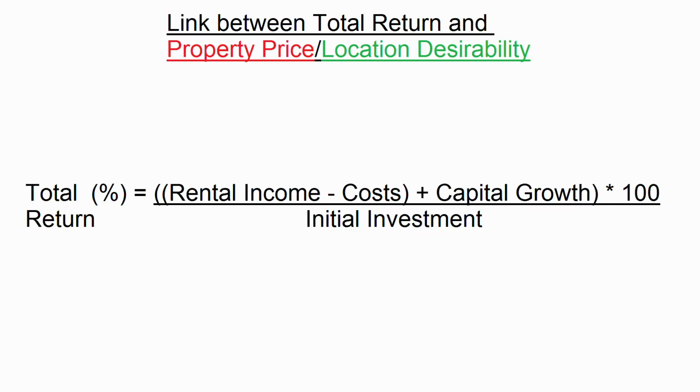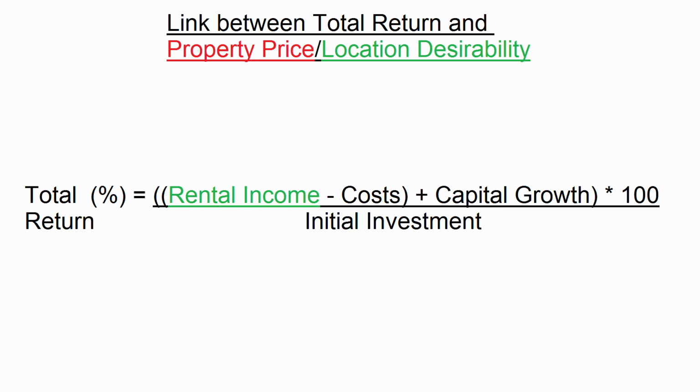The potential for an investment property to generate wealth over the long term is calculated by the total return formula. This is essentially the return on investment when both rental income and capital growth are considered. The variables in this formula are heavily influenced by the property price and location desirability. The total return formula is normally used to evaluate the long-term return on investment of an individual property. However, in this video, we're going to use it to find which area in a city offers the best return on investment. First of all, let's look at the rental income.